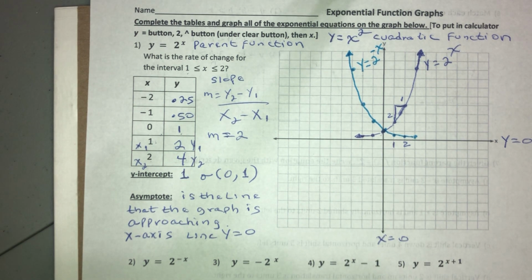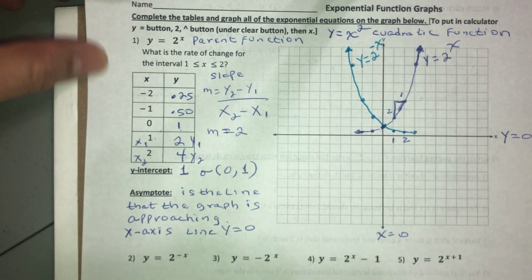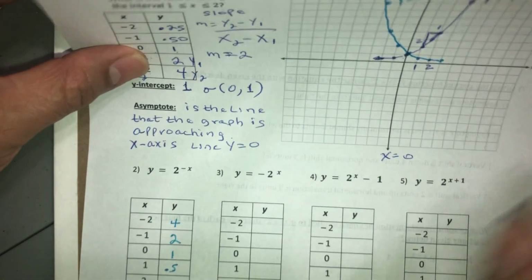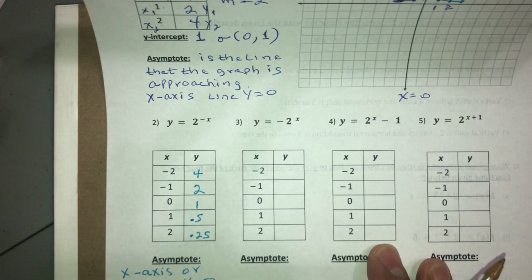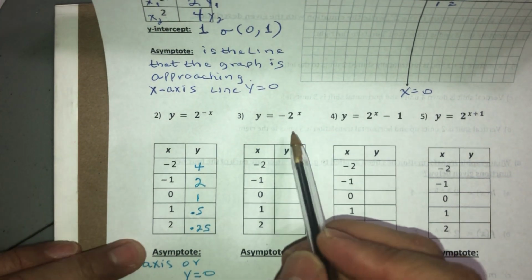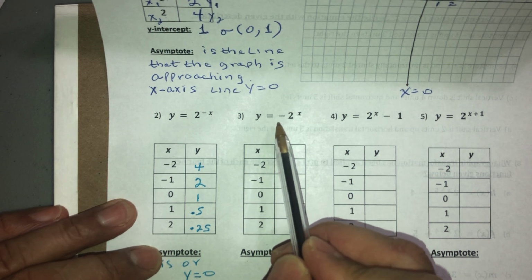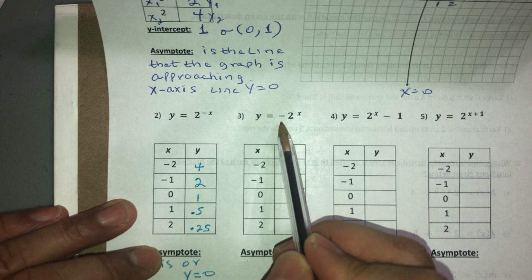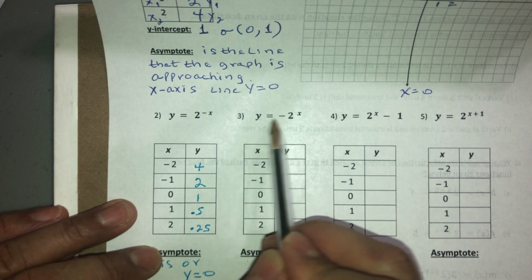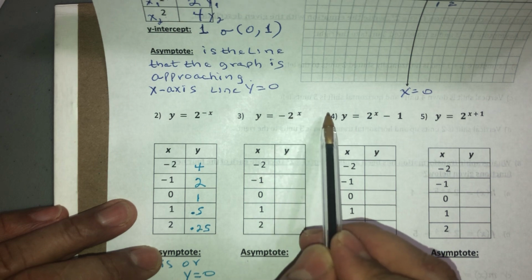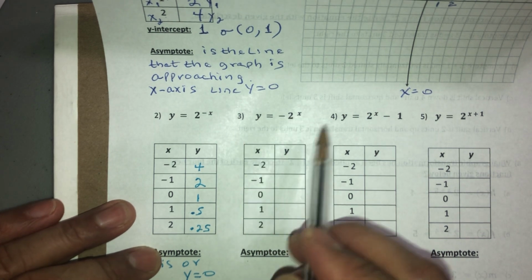All right? So now let's do number 3. Okay? I'm using different colors so you can visualize better. So number 3, what am I doing now? Now what's negative is the base, negative 2. Okay? So remember, when we have exponential, this number cannot be 1. It has to be greater than 1 or less than 1, but not 1.